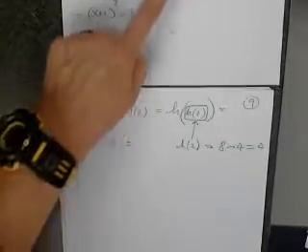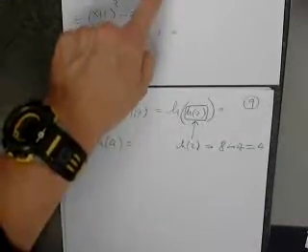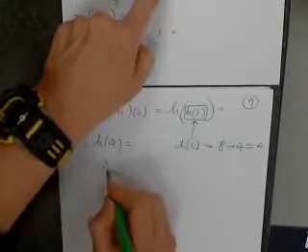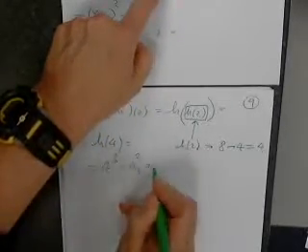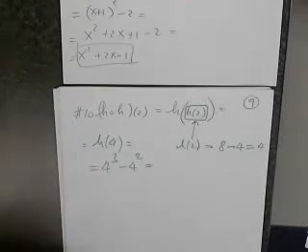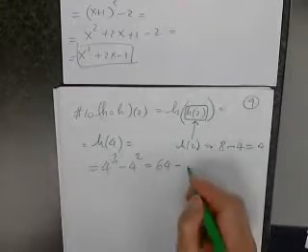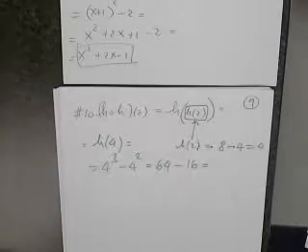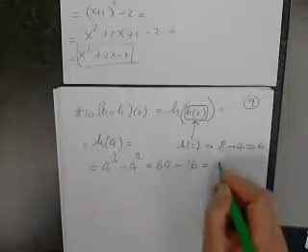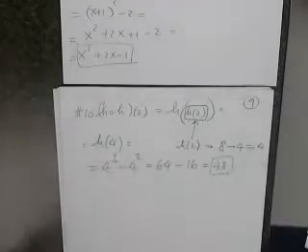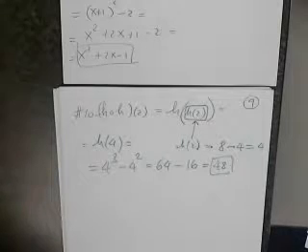So now I go back. 4 to the third. Let's write it. 4 to the third minus 4 squared. How much is 4 to the third? Perfect. How much is 4 squared? So 64 minus 16 is 48. Good.